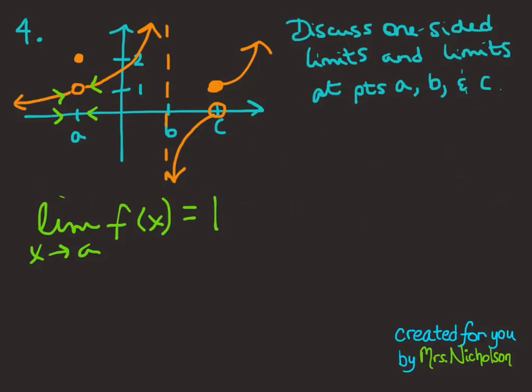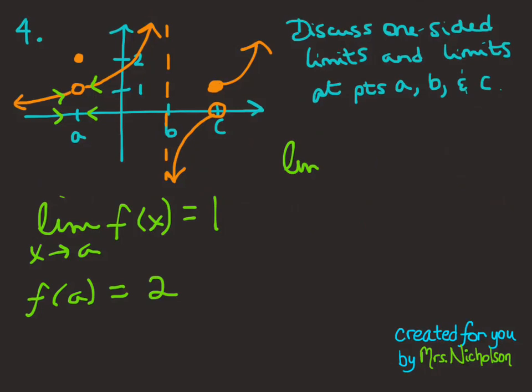Now I could say also about A that the value of the function at A is equal to 2, which is not equal to the limit as x approaches A. And that's how we end up with a hole up there in the graph. Our function is not continuous at A because there is a hole.